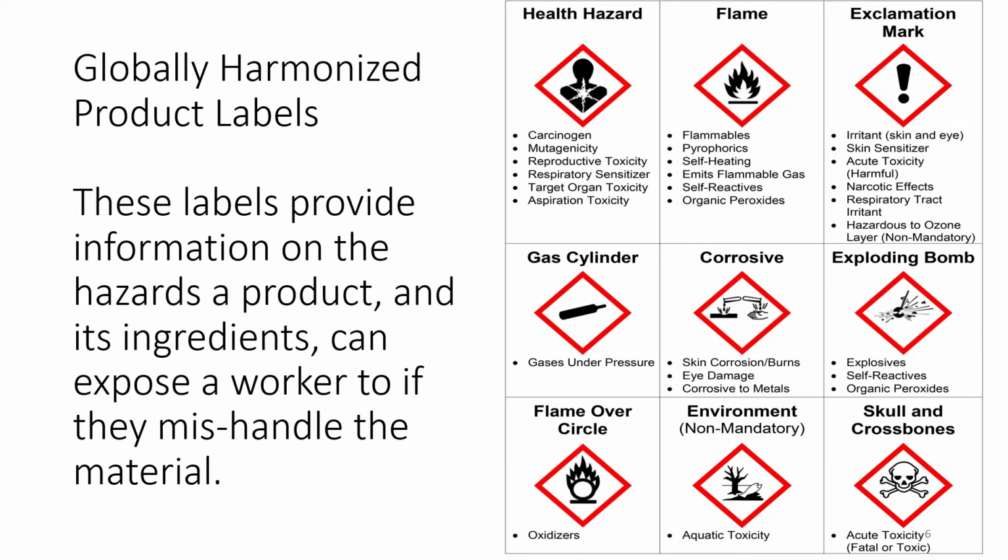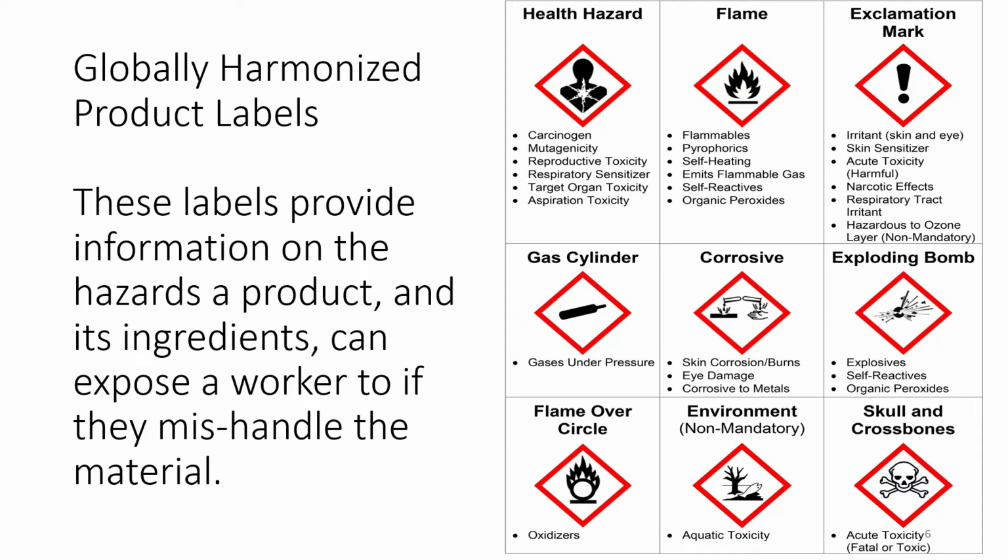Exploding bomb, that means things will blow up. Flame over a circle, that's an oxidizer. And oxidizers are chemicals that when they become involved in a fire, they accelerate the fire. The fire burns hotter and spreads faster.